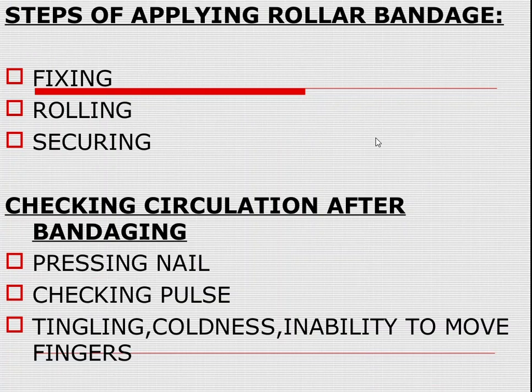Next, how can we check the circulation after bandaging, because in the principles we have noted that we have to check for circulation. If the bandage is too tight, then there are signs that develop: swelling and discoloration. Next, if we want to check the circulation, we can check by pressing the nails. If we press the nails, immediately or within seconds, they go back to the normal pink color. Next, checking of the pulse rate, and last, tingling.